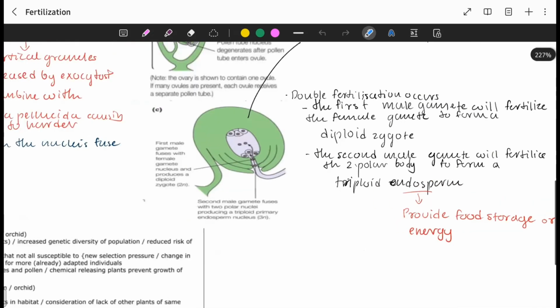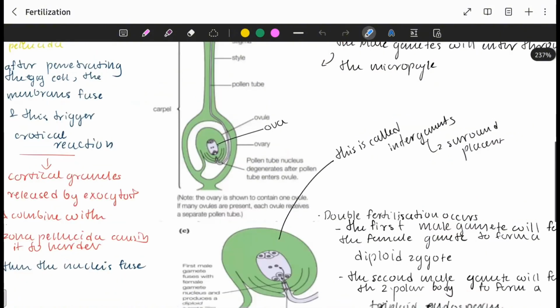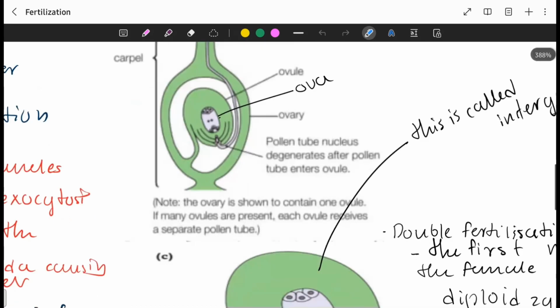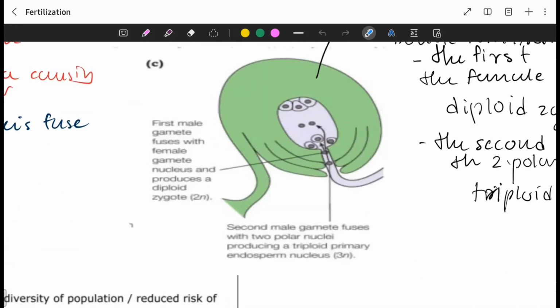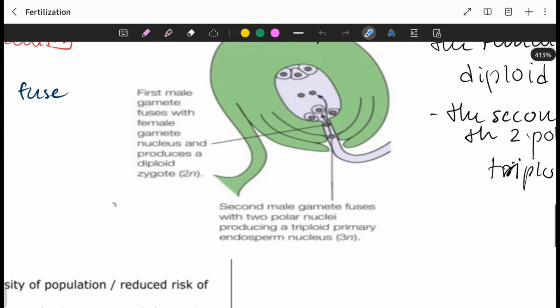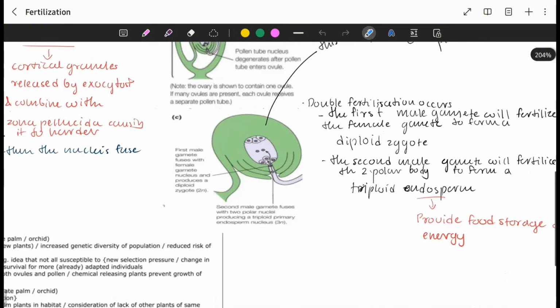So the pollen tube nucleus will degenerate after the tube enters the ovule. The first male gamete, as we already told you, will fuse with the female gamete nucleus and form a diploid zygote. The second male gamete will fuse with the two polar nuclei, and that will form a triploid primary endosperm nucleus. So that's going to be 3N, okay?